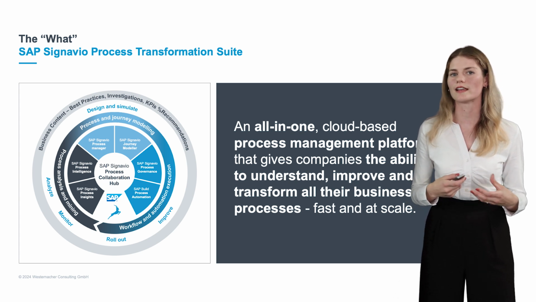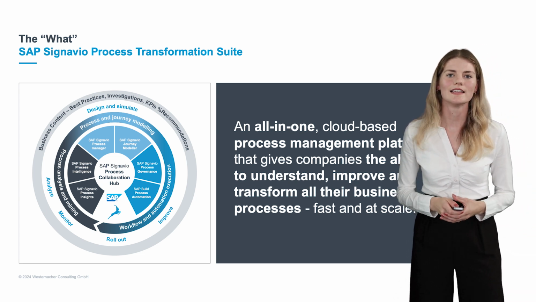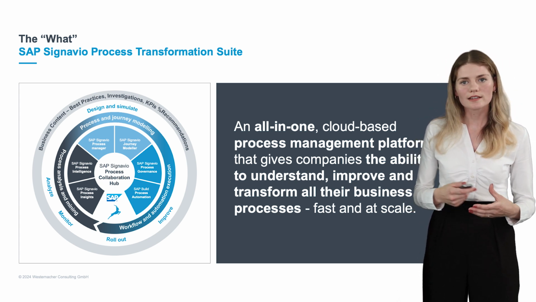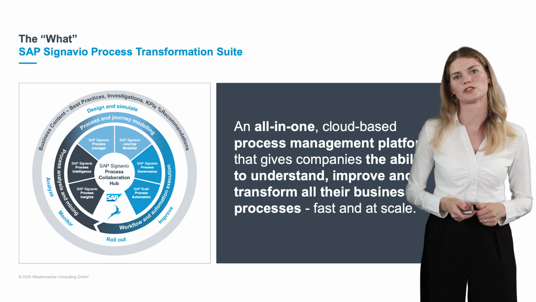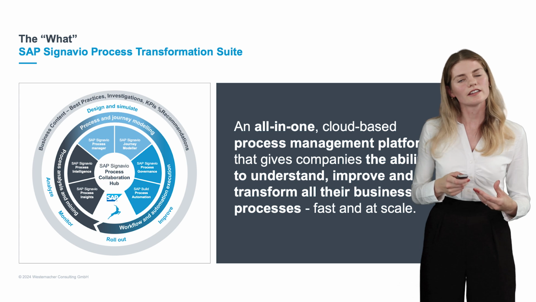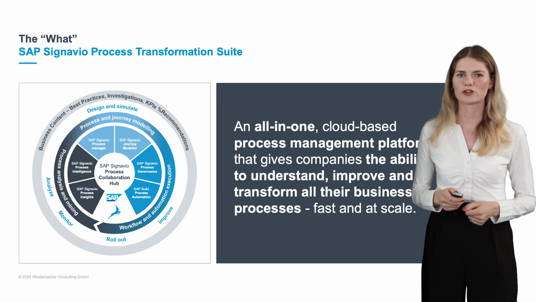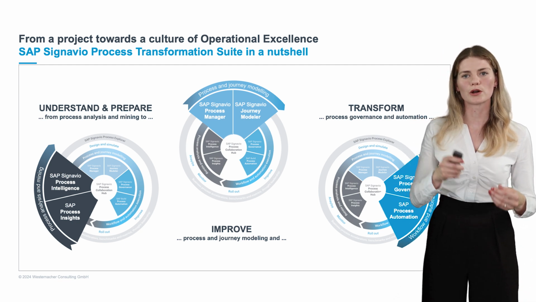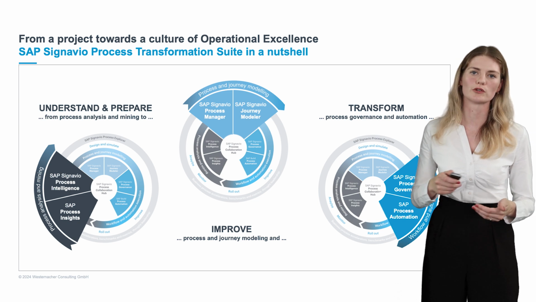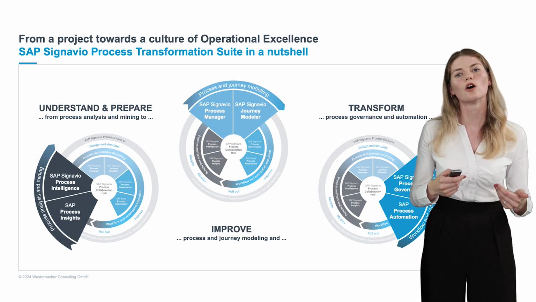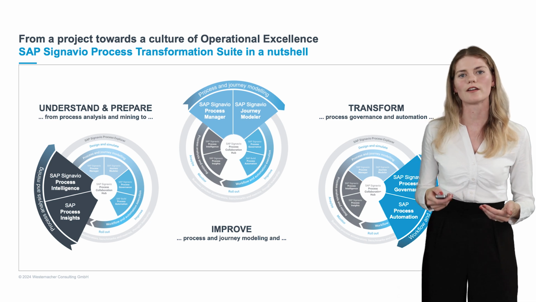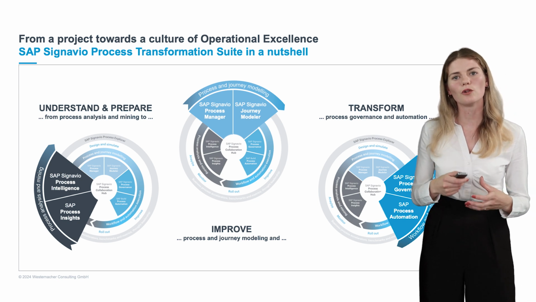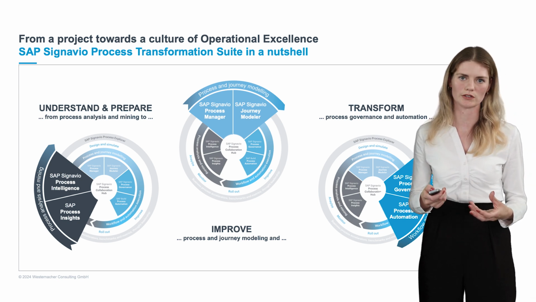Until now, I talked a lot about SAP Signavio, but what is it? It's an all-in-one cloud-based process management platform, which helps companies to understand, improve, and transform all their business processes in an effective and efficient manner. Now I will show you what this looks like exactly. So we have 7 different solutions, from process mining and analysis over process and journey modeling to workflow and automation execution. At the heart, we have the collaboration hub. It's the single source of truth, and it's a central entry point for all business processes and business process users.